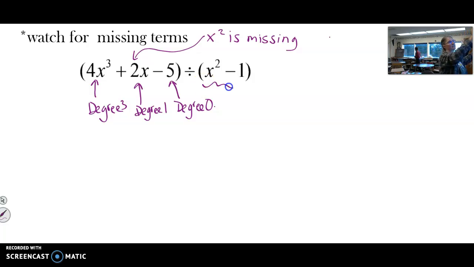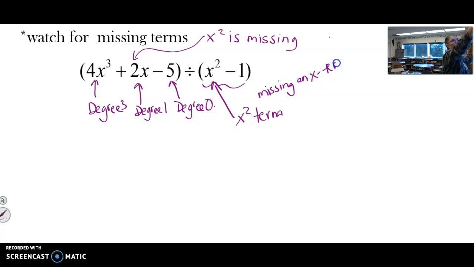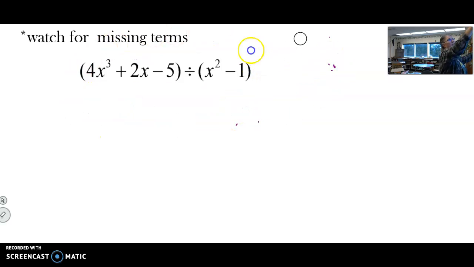And then this is the divisor, and in the divisor we also have a missing term, because we have our x squared term, or degree 2 term, but there's no x term. So we're missing an x term, and we have to take that into account when we're doing the polynomial division. All right, so I'm going to erase that and we'll do this problem.